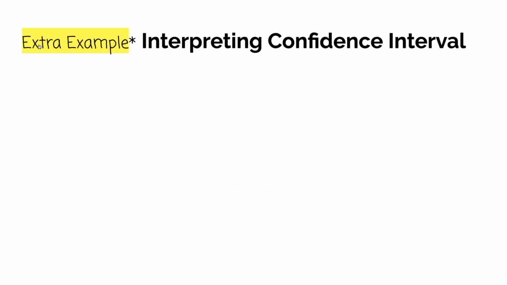Okay. All right. I'm actually done, so if you want to keep on watching, I just want to go over one more extra example, interpreting a confidence interval that's already created. So looking at a confidence interval, what kind of decisions can we make?